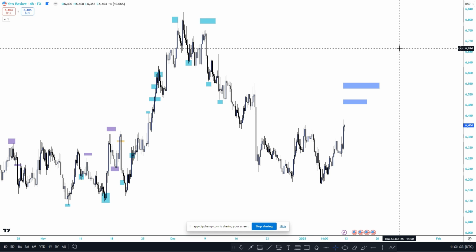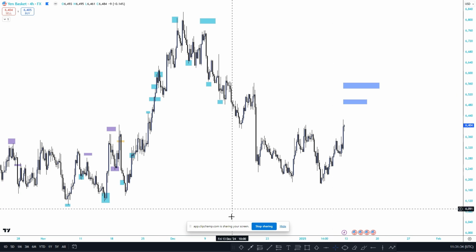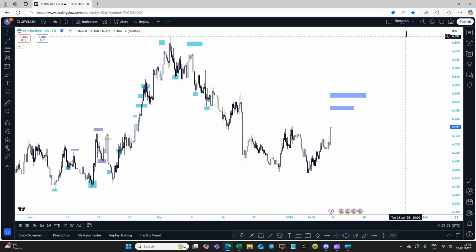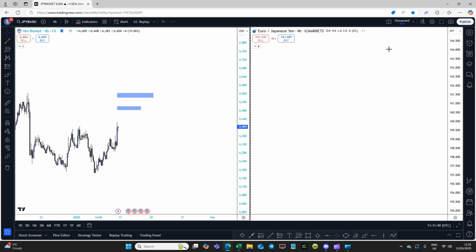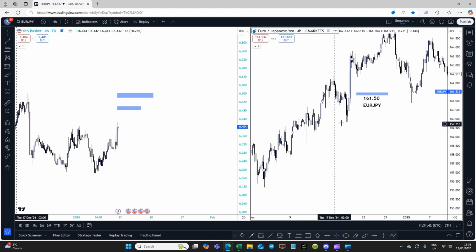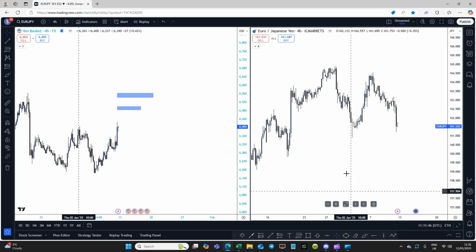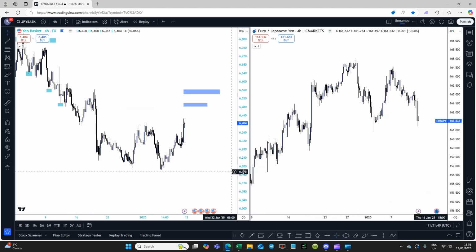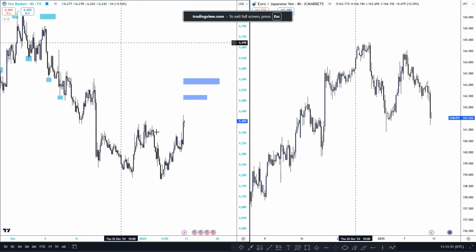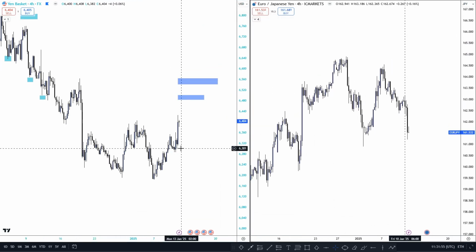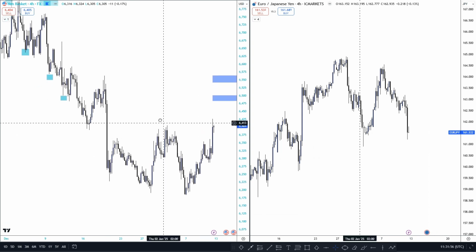Okay. So when it comes to this right here, I'm just basically going to show you the importance of it. For starters, I'm just going to split my screen on TradingView. And on the right hand side, let me just get rid of all my drawings as well because they're old. We will have on the left hand side the yen basket. On the right hand side, we will have Euro Japanese yen. Okay, so what are we going to look at now?